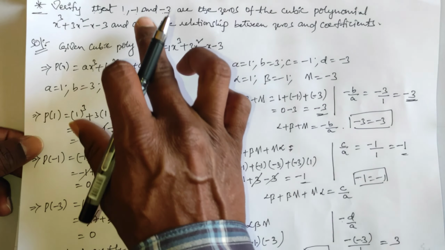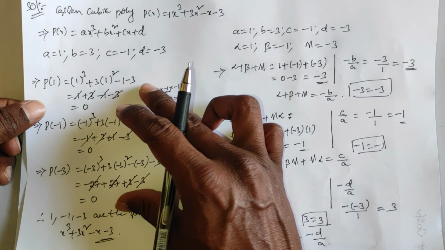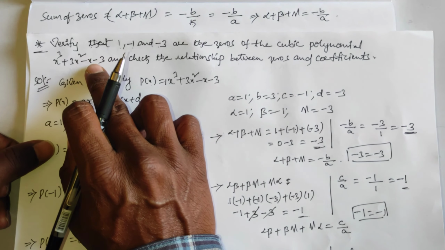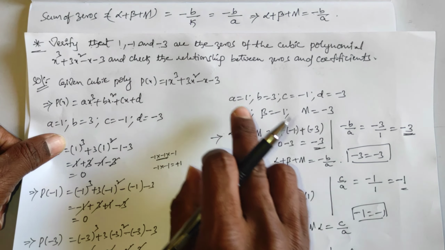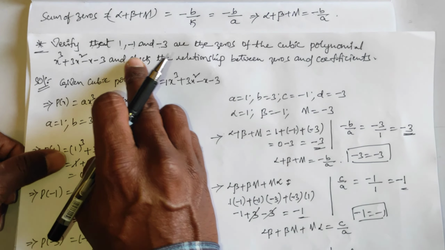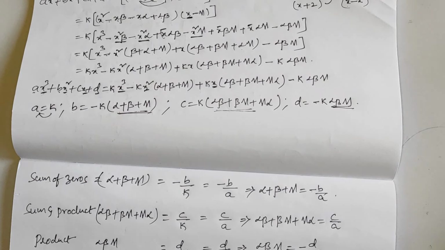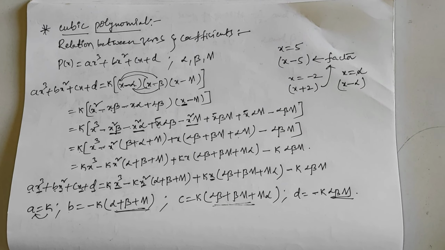For the cubic polynomial, we just had to verify, which means we had to replace the values. Compulsorily we will get a 0 here. Then you had to compare with this one. So 0 is considered as alpha, beta, gamma, and the coefficients are considered as a, b, c, d, and you verify the relation. Okay, so this is about the topic, cubic polynomial.